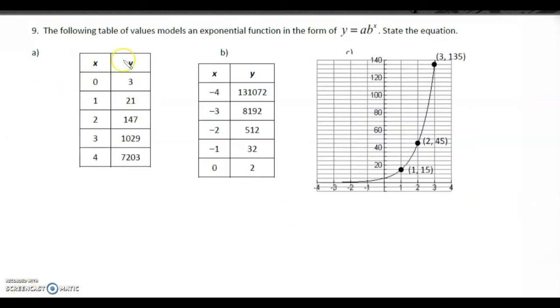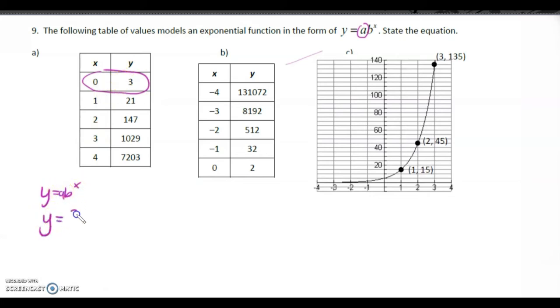Okay, number 9, the following table of values models an exponential function in the form y equals a b to the x. So we can see the transformations on here is just this initial vertical stretch by a factor of a. There's no reflections, there's no shifts or translations, up, down, left, or right. State the equation. So because we're in the form y equals a b to the x, our initial value is right here. It's when we have a y-intercept.